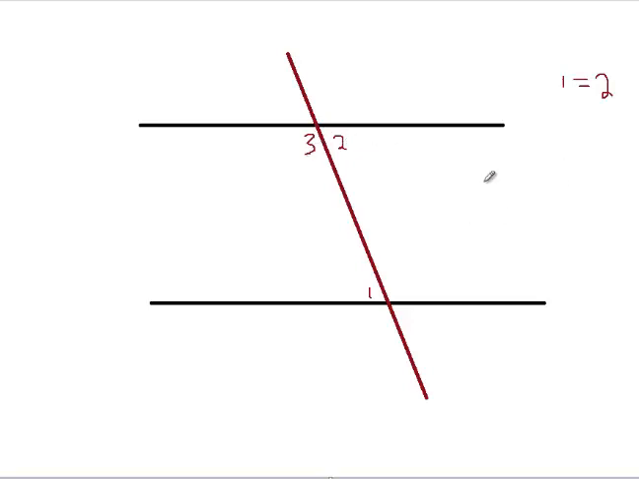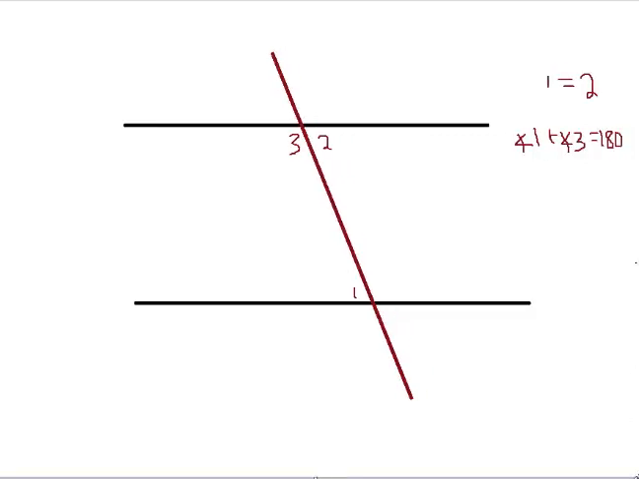What about angle 3? Now, angle 3 plus angle 1 equals 180. They're supplementary. The reason why they're supplementary is because, well, there are a couple of reasons. The main reason is because angle 1 equals angle 2, and angle 2 and angle 3 are on the same line, which means angle 2 and angle 3 have to equal 180. So that means also angle 1 and angle 3 together have to equal 180.